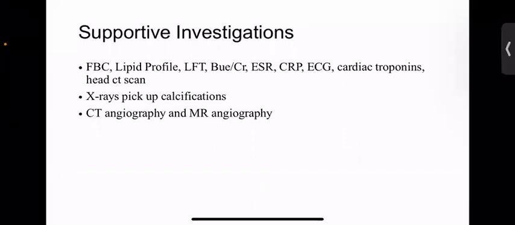Supportive investigations to pick up other cardiovascular diseases include full blood counts, lipid profile to know the level of cholesterol, liver and renal function tests, as well as non-specific inflammatory markers like ESR and C-reactive protein, and then an ECG to pick up any cardiac-related or coronary artery disease. We can also do X-rays of the lower limbs, and where there's extensive and prolonged disease, sometimes the atherosclerotic plaques become calcified, and you can see them on X-rays as hyperlucent areas along the vascular tree.